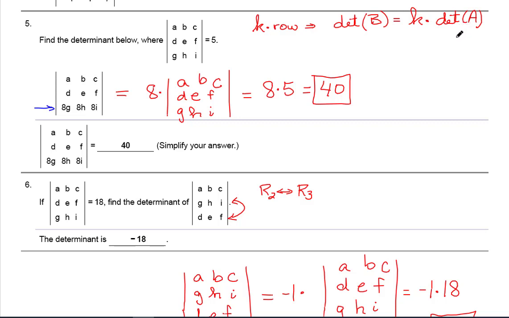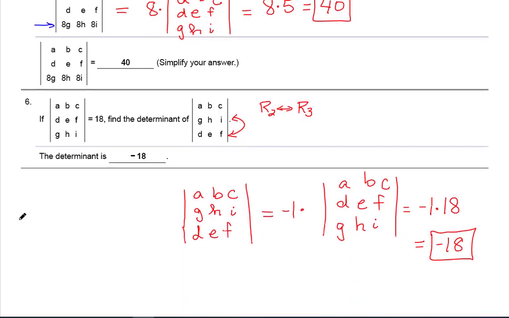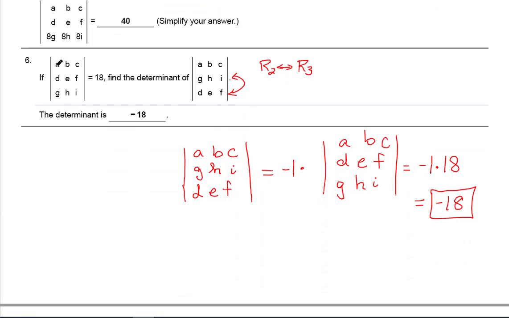of the original matrix. All right, what about here in question 6? What's going on? A, B, C, D, E, F, G, H, I. In that case, my determinant is 18. And so now I'm going to swap the 2 rows. And by swapping the 2 rows, that means I'm going to pick up a minus 1 times the original determinant.